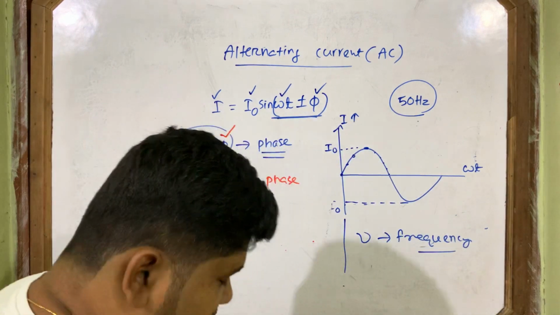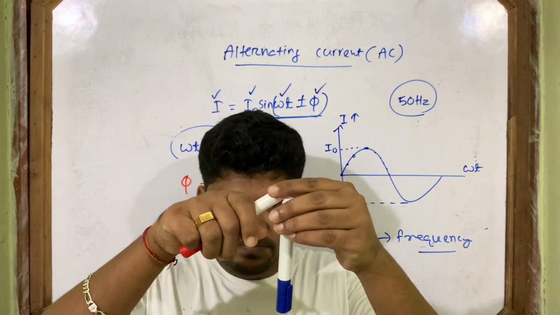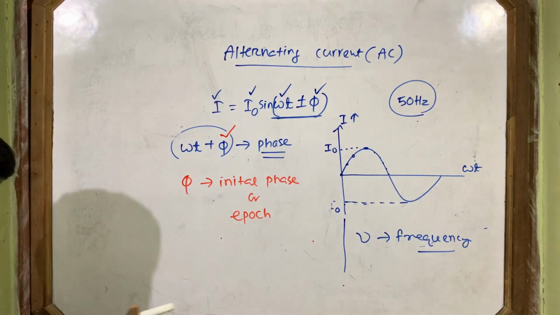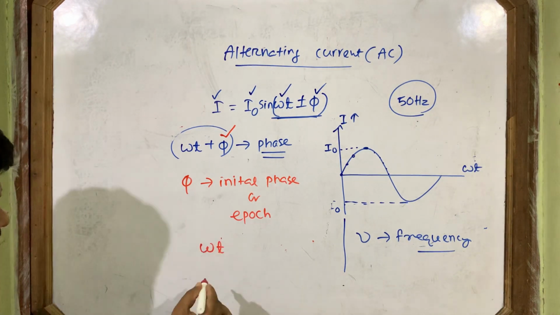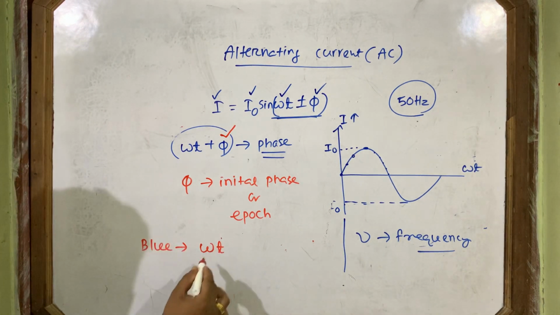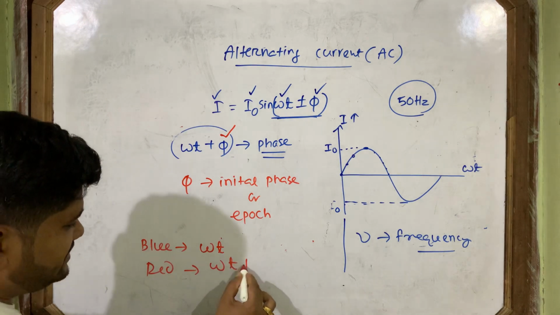If I write the equation, you see, this blue is at 0 and this red is at plus pi by 2. If I write the equation, for the blue, when I write the phase, it's omega t. This is for blue, this is omega t. But for red, I will write the phase omega t plus pi by 2.